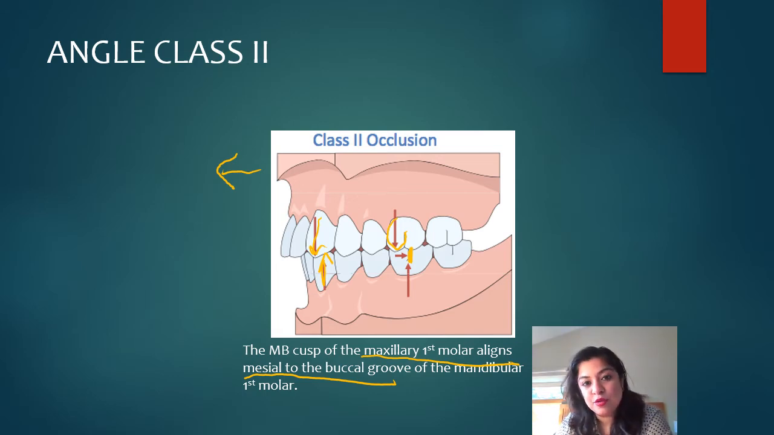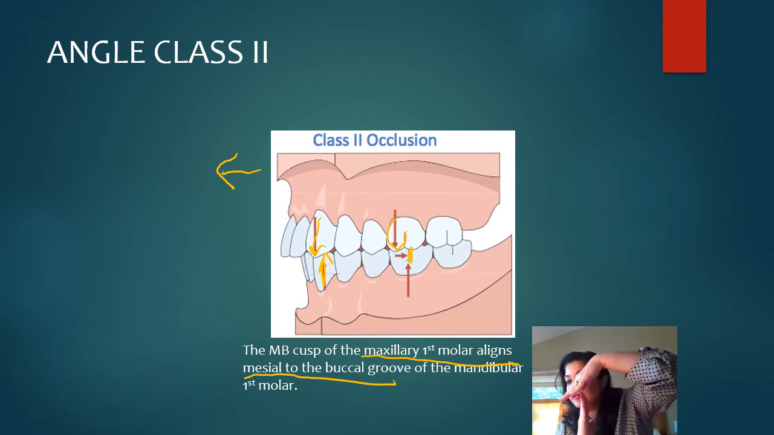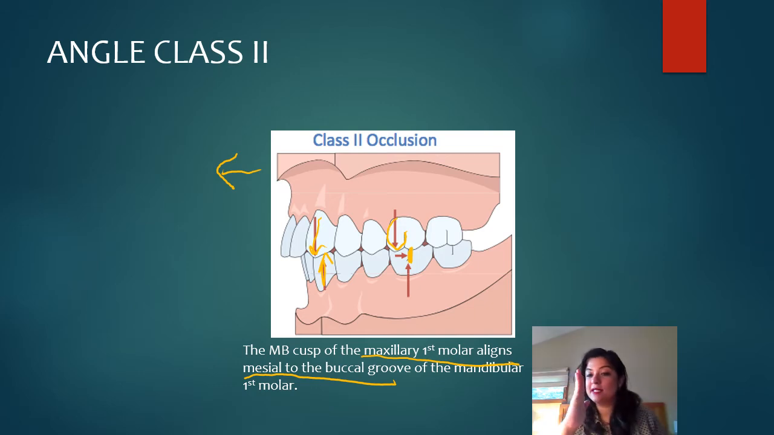Now, class 2 occlusion, there are two types. There's div 1 and div 2. The word div 1 means the upper teeth are flared out like this compared to the lower teeth. The word div 2 means the upper teeth are flared out, but it's like this. You'll see the patient's teeth more inwards. So these are the lower teeth. This is the upper in class 2 div 1. In class 2 div 2, you'll see the teeth going this way. But it's still out, it's just the angle of the teeth comes this way.